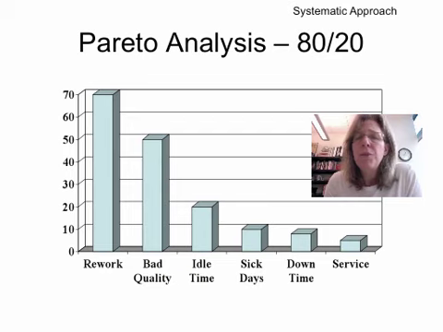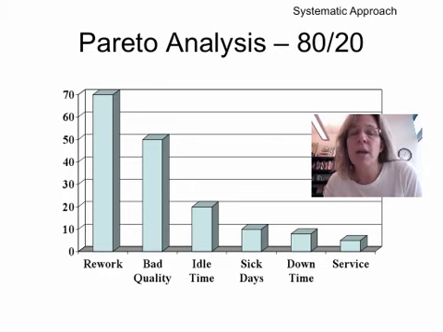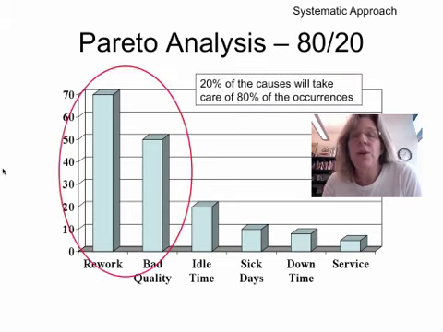A Pareto analysis, you need to make sure you understand Pareto. It is probably one of the most commonly used and one of the most useful kinds of charts you're going to be doing. So in this case, what we're doing is we're looking at the causes of downtime, and we looked at all the different causes, and we ranked them. The most often cause of downtime is rework. The next is bad quality. So the idea here is if you can take the top 20% of causes, it'll take care of 80% of the occurrences. And that's the concept associated with Pareto.